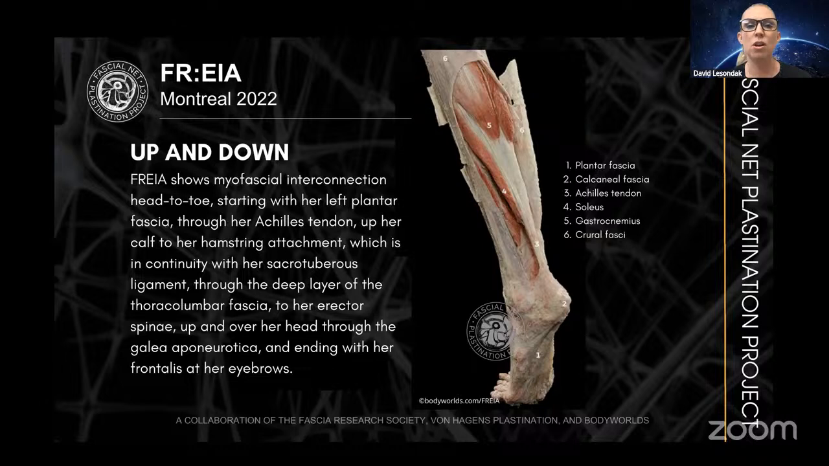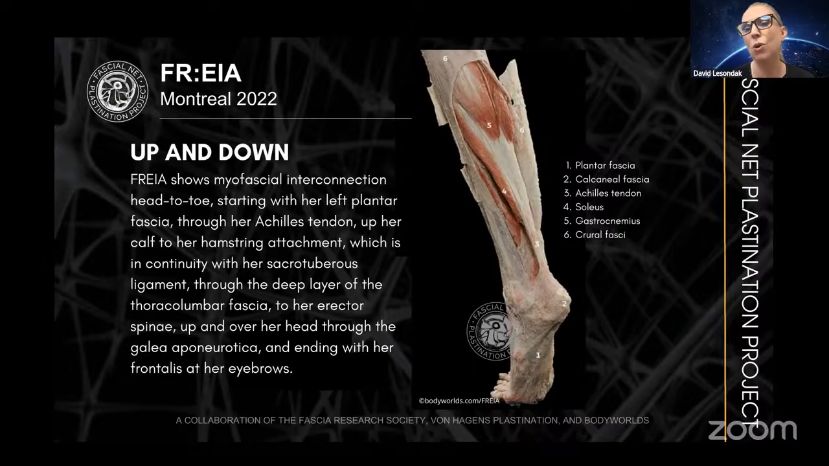And if we start at the bottom, we start with the left plantar fascia, go through the Achilles tendon, up through the calf muscles to the hamstring attachment, which is in continuity with the sacrotuberous ligament, then through the deep layer of the thoracolumbar fascia to the erector spinae, up and over the head through the galea aponeurotica and ending with the frontalis at the eyebrows.